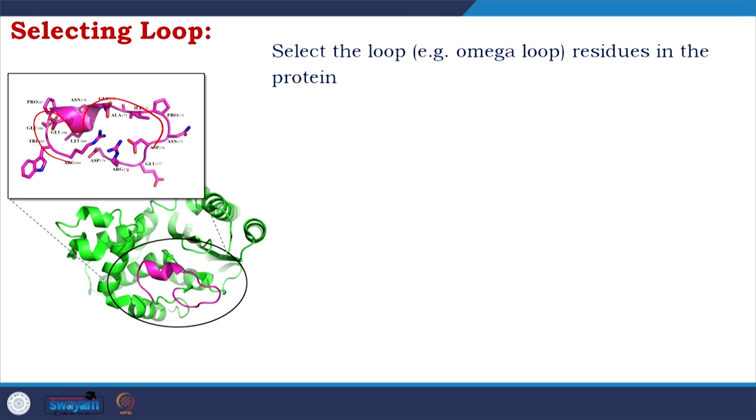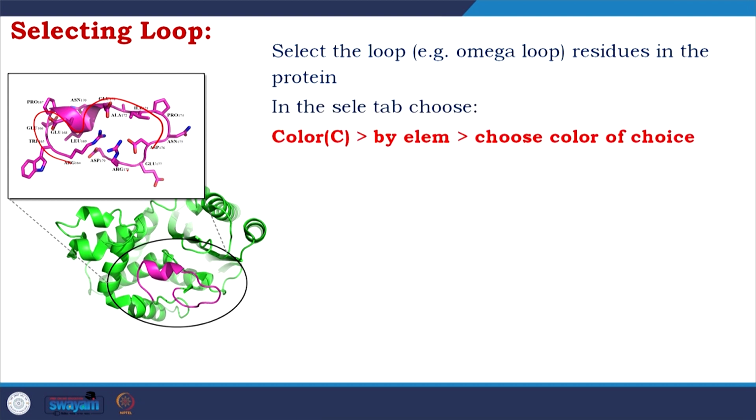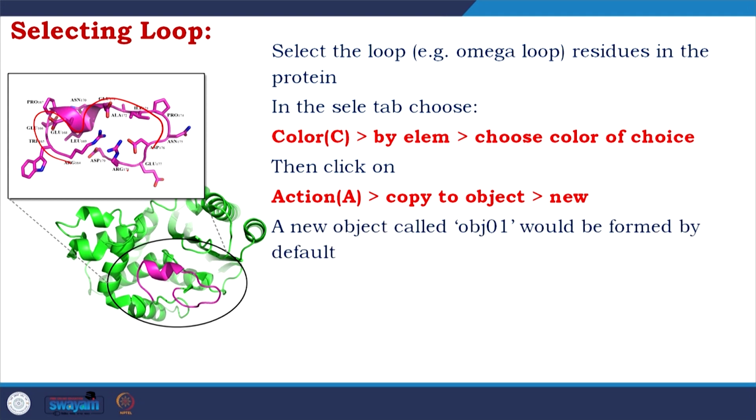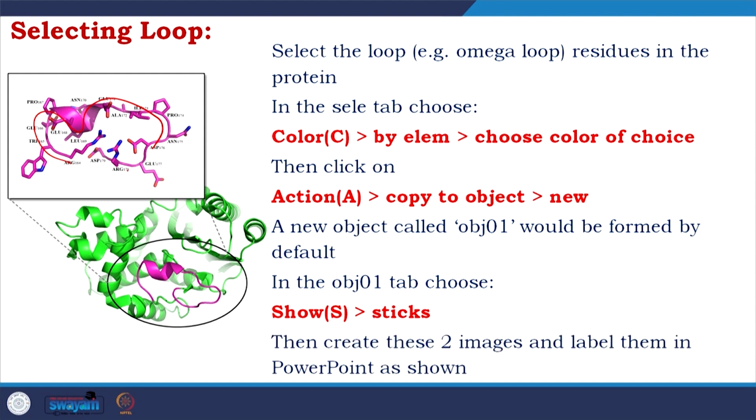You have to select the loop residues in the protein. In the select tab, choose color by LM, choose a color of choice, then click on action, copy to object, new. A new object, by default obj01, will be formed, or you could give your own name. In the obj01 tab, choose show sticks, and then you will have these two images to label in PowerPoint.